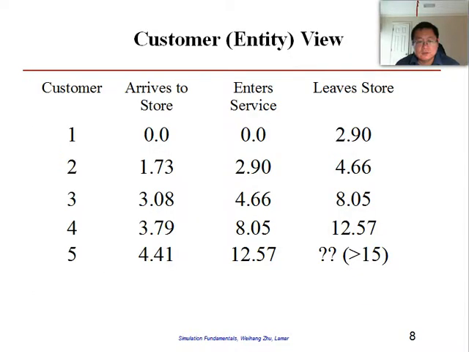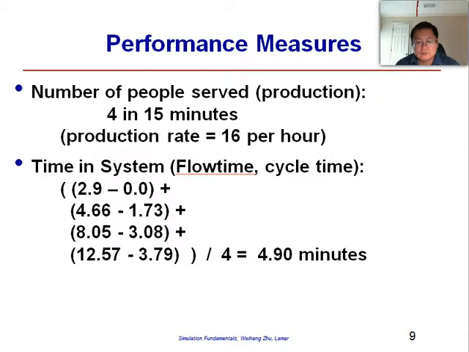We may reorganize events into the view per customer. This allows us to easily see when each customer comes and leaves. We consider each customer as an entity. Using the previous table, we can easily see 4 customers were served in 15 minutes. We do not know when the 5th leaves the queue, so the 5th one is not counted.